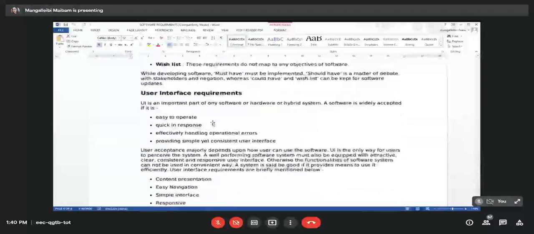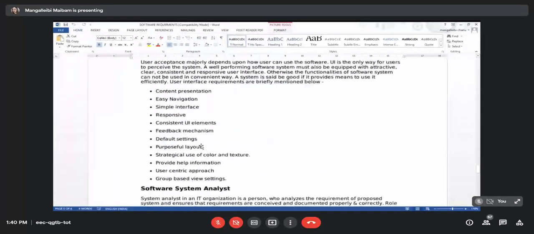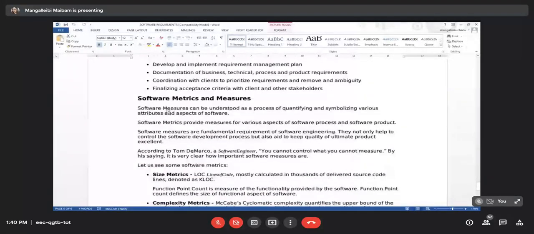So for user interface, the main characteristics are these four characteristics, and also software metrics and measurements. We will have a separate chapter for software metrics and measures. There is a difference between metrics and measure. So measurement, as you know, means what? What is the measure? Can you give any example of measure?